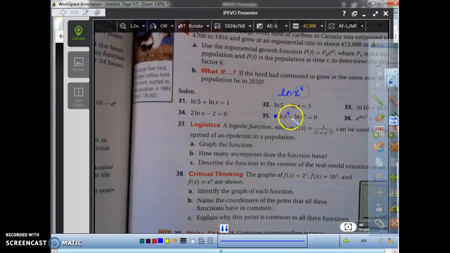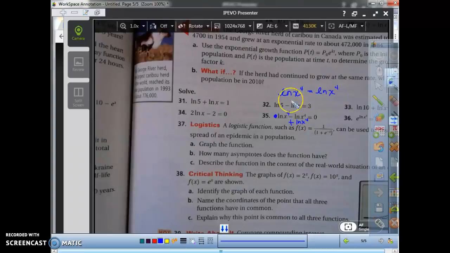ln of x to the 4, add this to both sides, is equal to ln x to the 4. Did you just divide them? And then you divide by ln. x equals anything greater than 0. What is the answer for 35? What did it say? x equals greater than 0. So basically, it's all real.